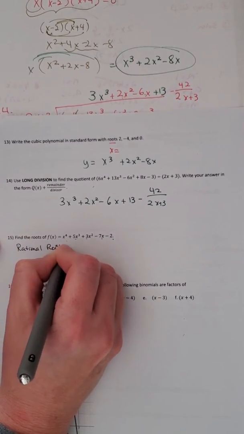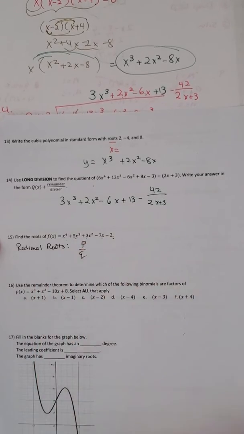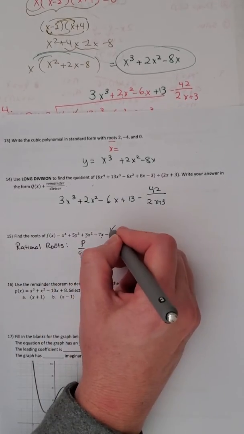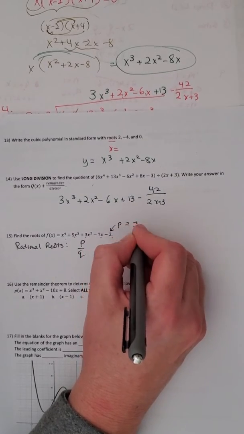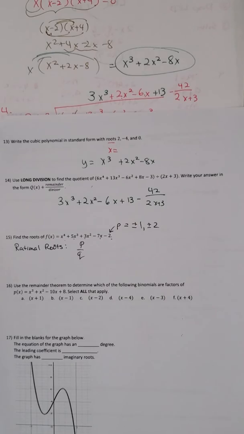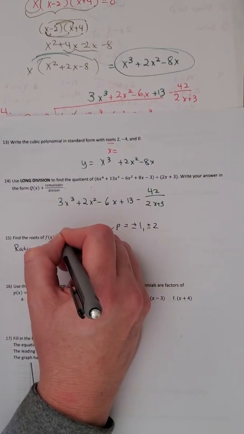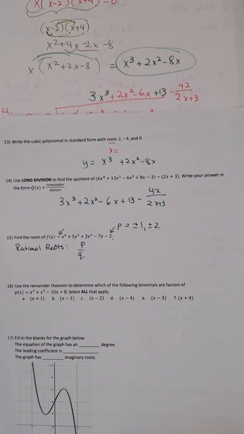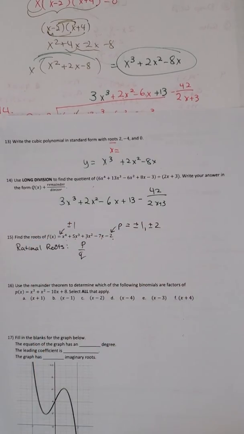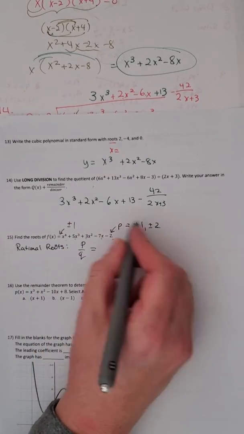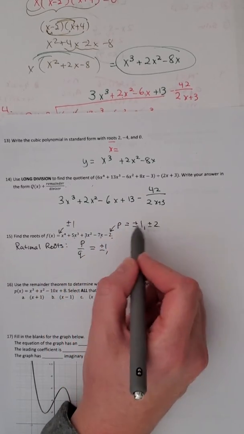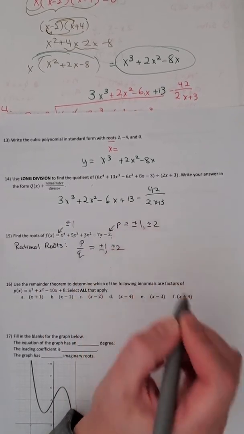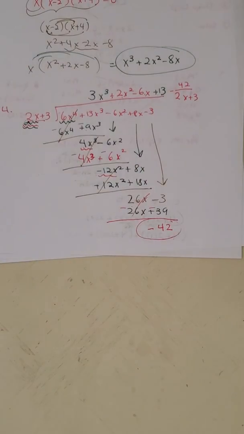The rational roots theorem is p over q, right? So all of our values of p come from right there, negative 2. All the ways to multiply to get negative 2 are plus or minus 1 and plus or minus 2. And then the q's come from right here, which is plus or minus 1. So all the possible p's over q's are 1 over 1, which is 1, and 2 over 1, which is 2.